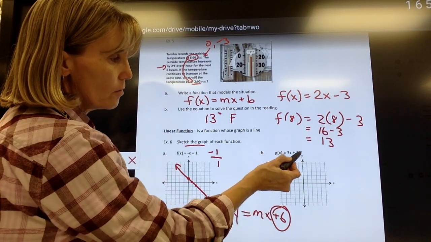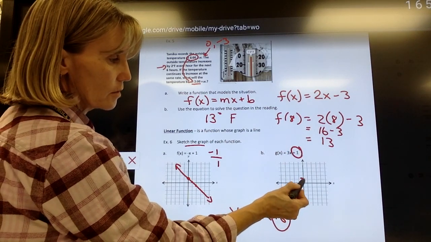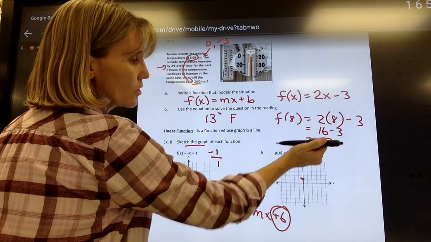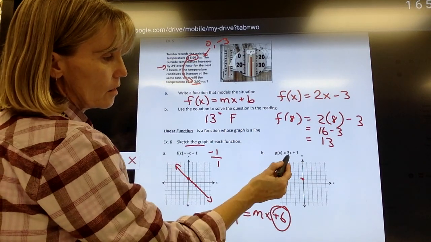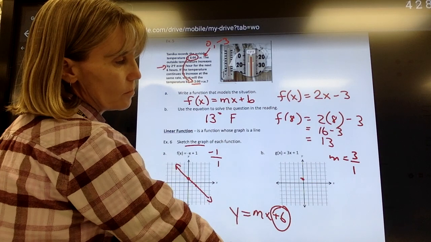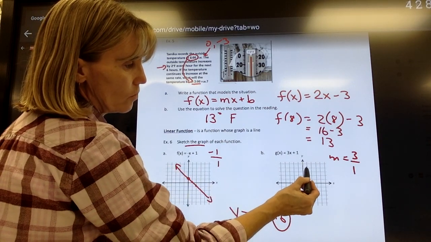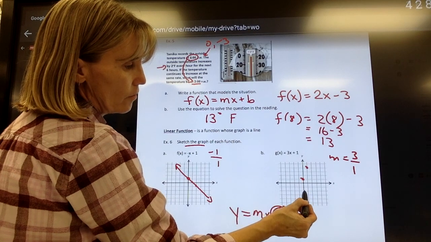Okay, in example B, where are we starting? Okay, well this is also a plus 1. That's just a coincidence. It's not always going to be plus 1. But this time, what's the slope of that line? This time the slope is 3. So if I make that into a fraction by putting a 1 under it, I'm going to rise 3 and run 1. Rise 3, run 1. Or I can go down 3 but left 1.